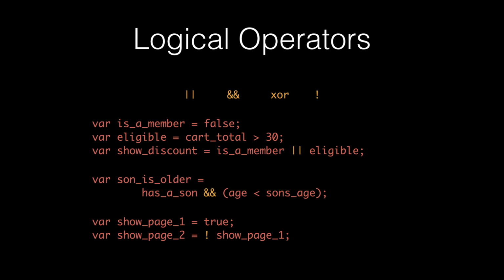And the last one there is the exclamation point or the not operator. Sometimes you'll hear this called bang. So, for example, at the very, very bottom here, it says the variable show page 2 is assigned bang show page 1, or not show page 1. So it's basically going to just invert whatever value is to the right of it. So true is assigned to show page 1. So show page 2 is assigned not true. What's not true? False. So false is assigned to show page 2.